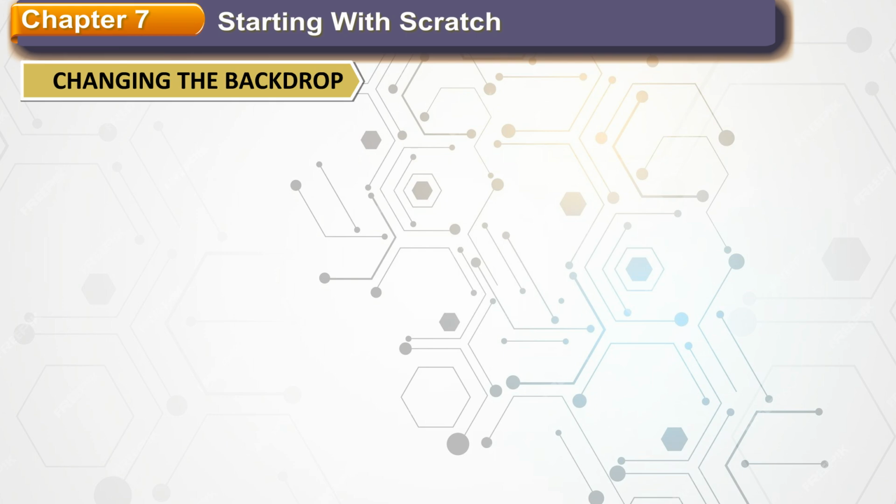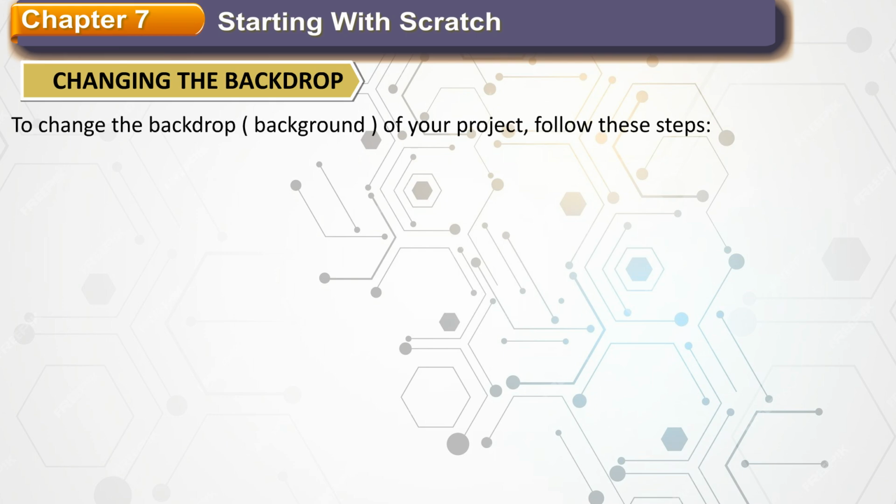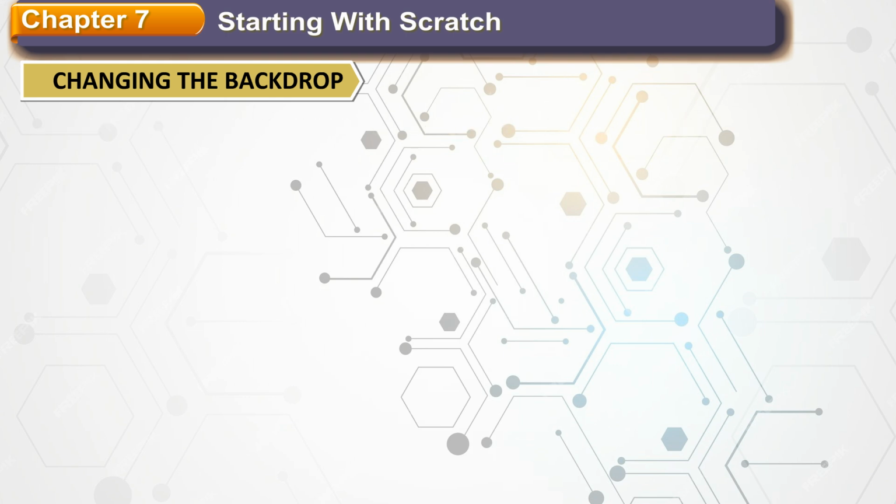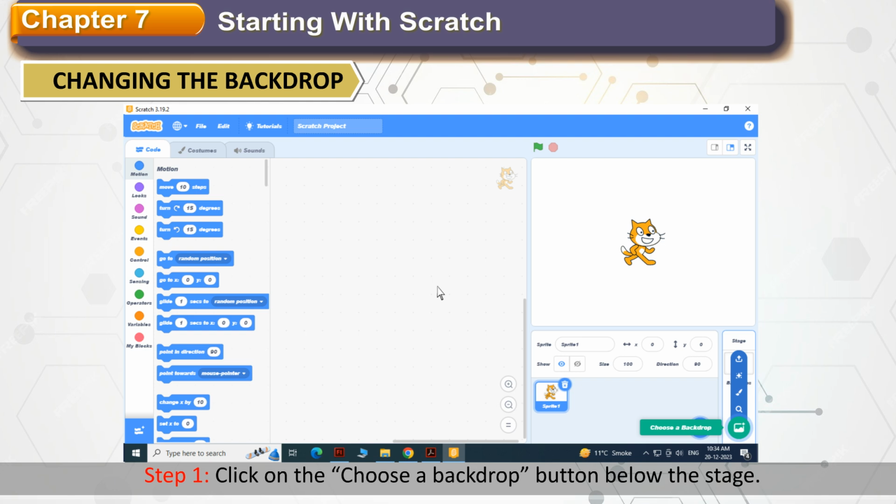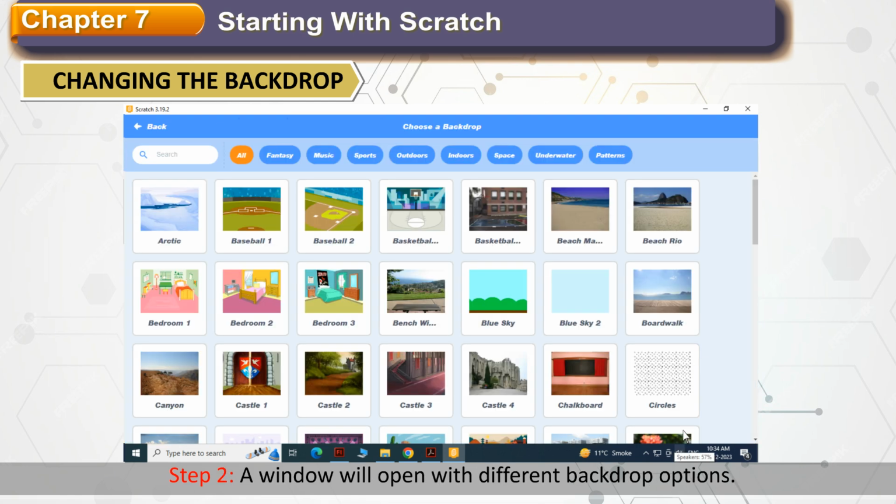Changing the backdrop. To change the background of your project, follow these steps. Step 1. Click on the Choose a Backdrop button below the stage. Step 2. A window will open with different backdrop options. Click on a backdrop to select it. Step 3. The selected backdrop will replace the current one on the stage.